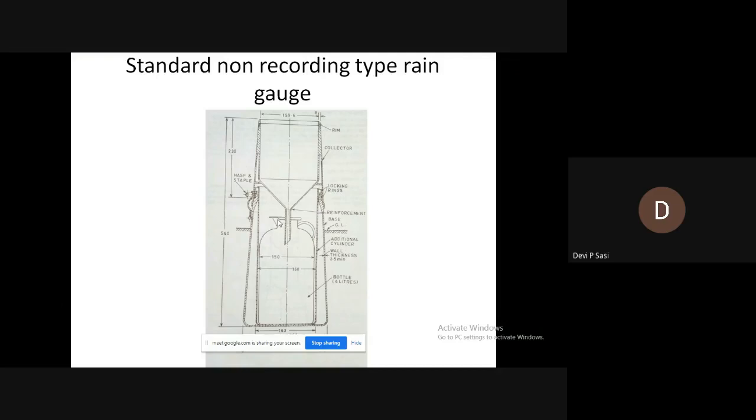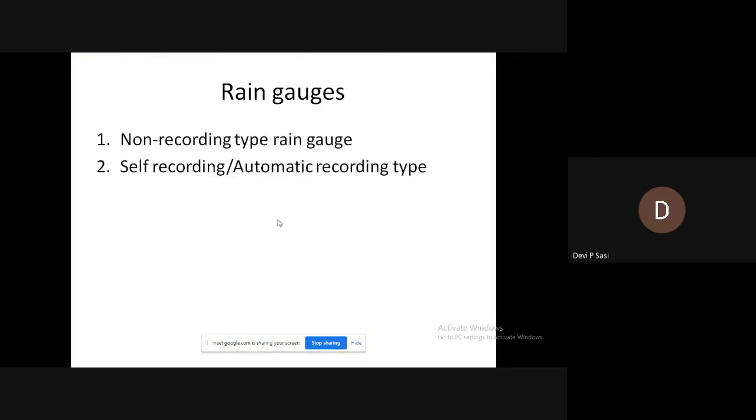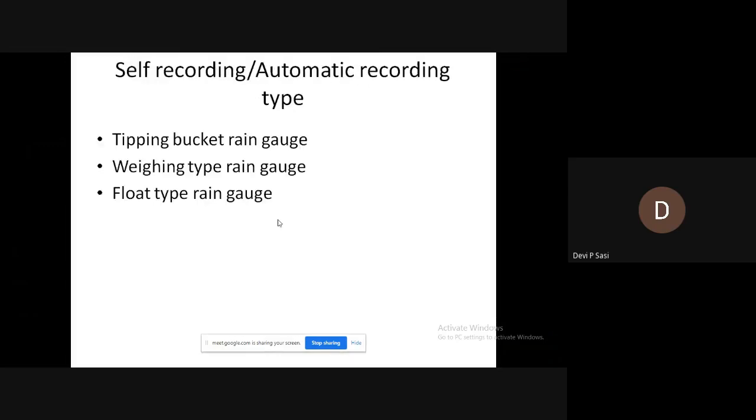That is about standard non-recording type rain gauge. So once more, I'm telling that there are two types under non-recording, and they do not measure the rainfall directly, but the self-recording or automatic recording type measures the rainfall directly. Then next we are moving to self-recording or automatic recording type rain gauge, where we can record the amount of rainfall directly. The first one is tipping bucket rain gauge. Second one weighing type rain gauge, and the third one float type rain gauge.